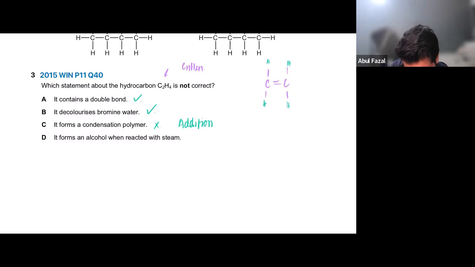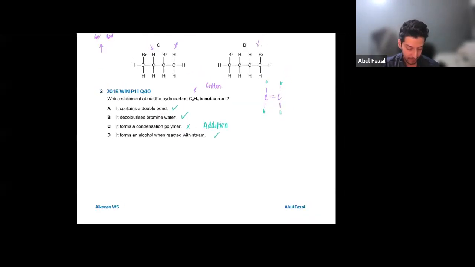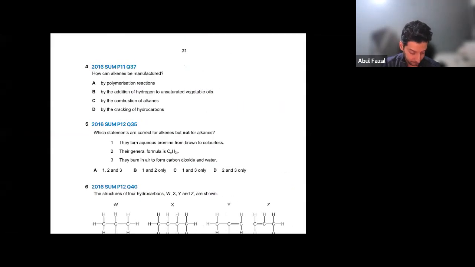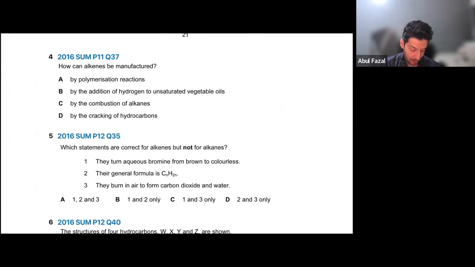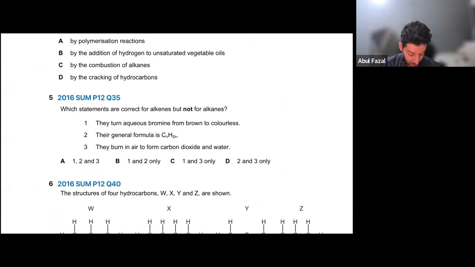It doesn't make water. No, I think it's just called addition polymer. It forms an alcohol when reacted with steam. That's also true, right? Let's skip this for now.